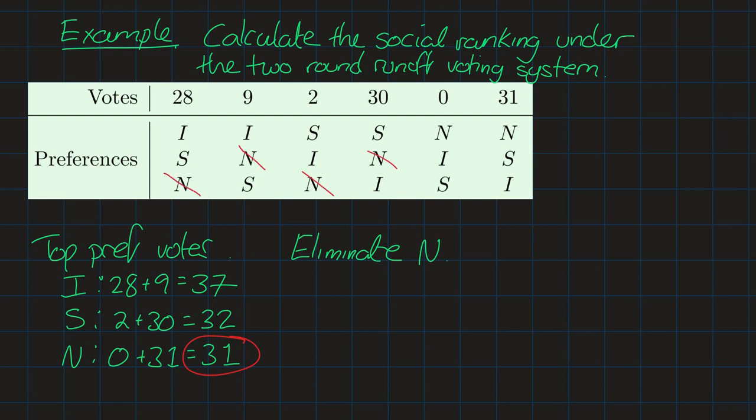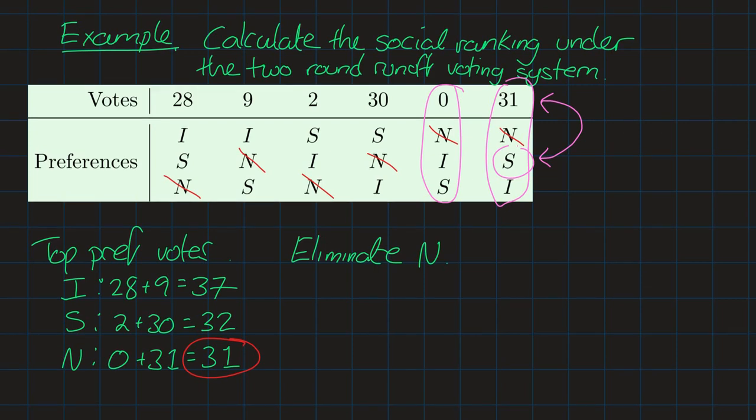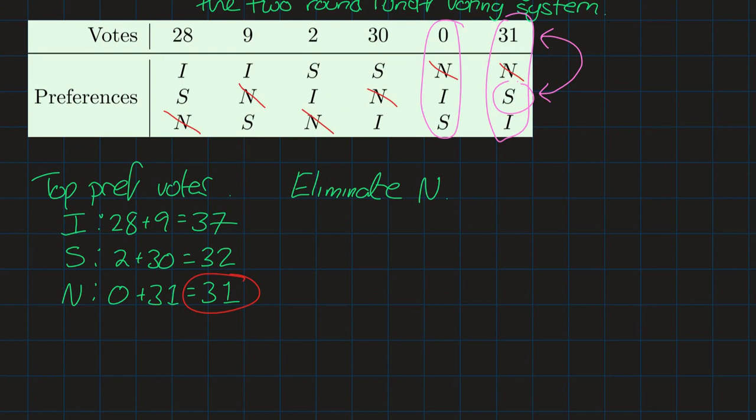So I can represent this by crossing it out on this table. And now, when we consider these 2 columns here, these are the voters who would have voted for N as their top preference. But now N is eliminated. So that means that these 31 votes now go to their second choice. They go to S. Okay? I think it's useful to redraw the table in times like this. So let's redraw this whole table. Votes like this.